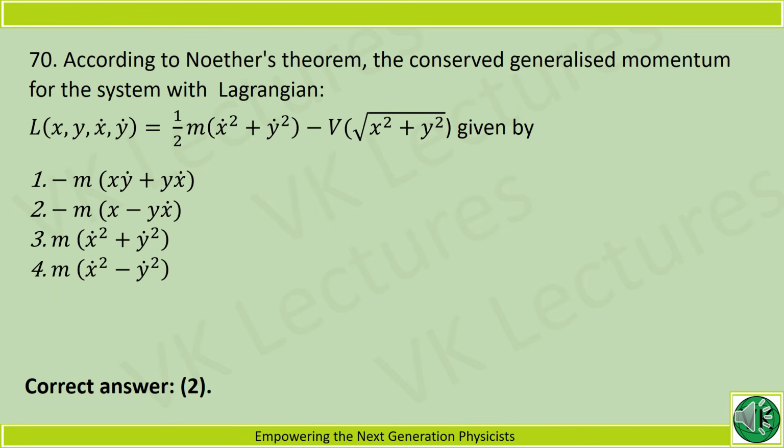According to Noether's theorem, the conserved generalized momentum for the system with Lagrangian, the Lagrangian is given. The correct answer is option 2.